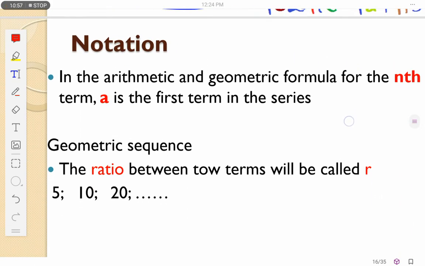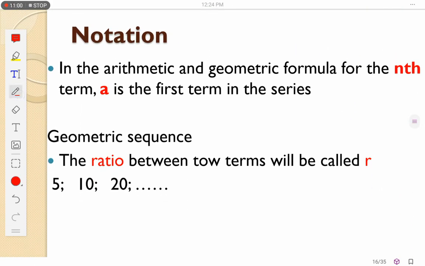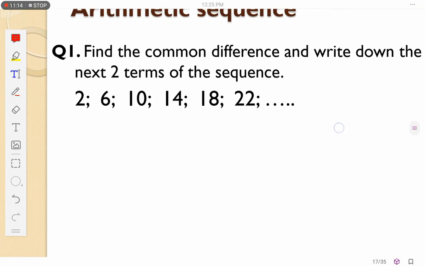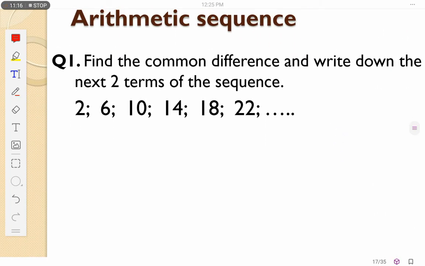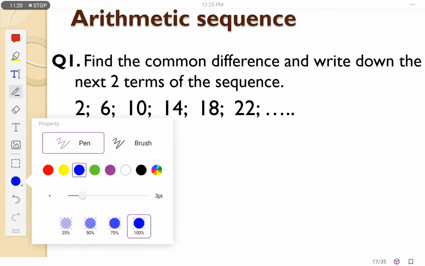Okay, let's go for the geometry. We said for the geometry, to get the R is equal to Tn over Tn minus 1. Okay, that's what we do then. I think it's now clear. Let's now look at some questions. This one we have done, but let's answer it again and see how we answer it.